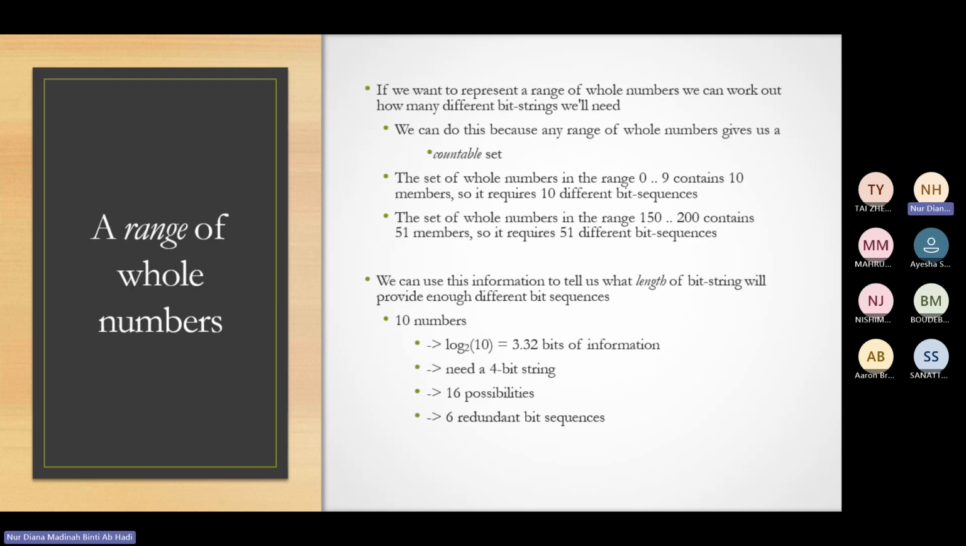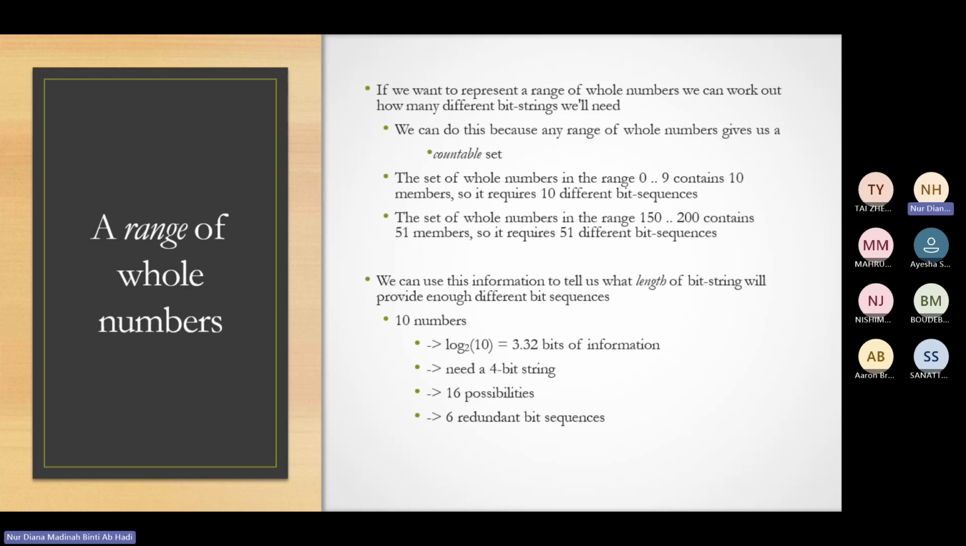Next, a range of whole numbers. If you want to represent a range of whole numbers, we can work out how many different bit strings are needed, because any range of whole numbers gives us a countable set. The whole numbers from 0 to 9 contain 10 numbers, so they require 10 different bit strings. The whole set of numbers in the range of 150 to 200 contains 51. How do we calculate that? From 150 to 200 becomes 51 members.